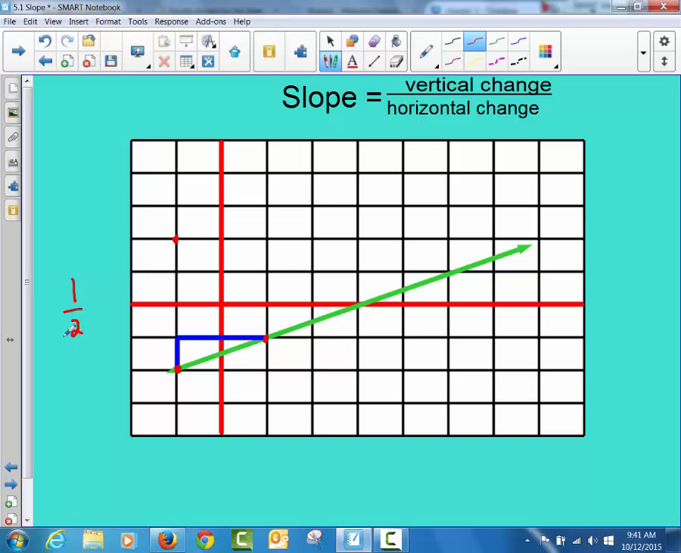Now we could have done this at another point. Instead of stopping here, we could have stopped here. We would have gotten the same answer, because look, 1, 2, and then 1, 2, 3, 4. That is 2 up and 4 across, which is the same as 1/2. You can do that at any point on the line. Any 2 points will give you the same slope on a line, okay?